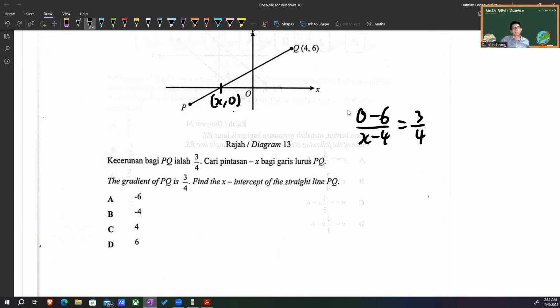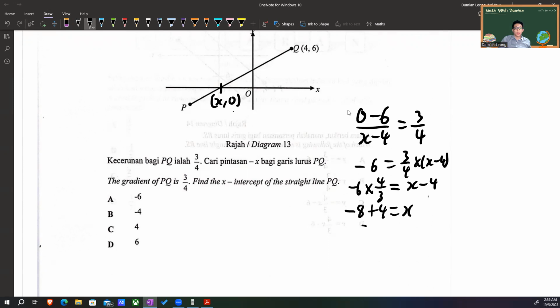Okay, let's bring over this times x minus 4, bring over the fraction, flip it around, times 4. -6 times 4 over 3 is x minus 4. This will be -8. Bring over the 4, minus opposite plus. So x is -4. Answer B.